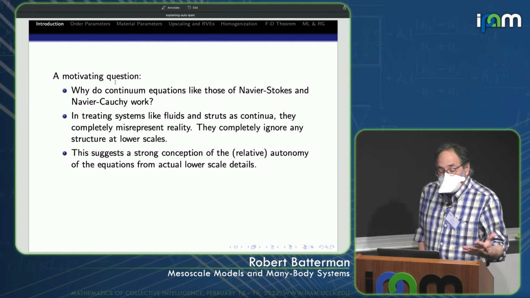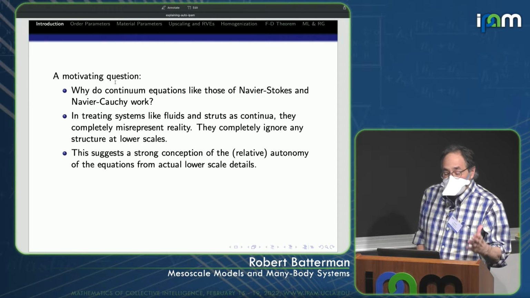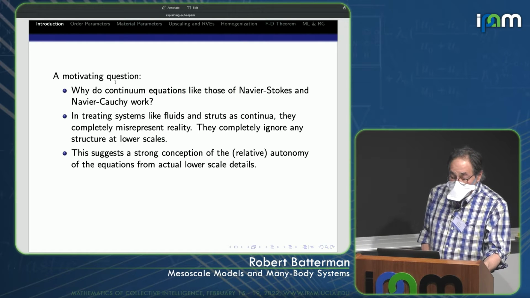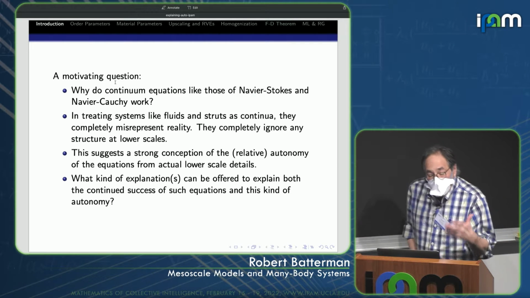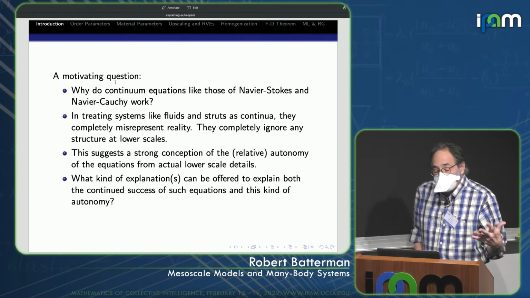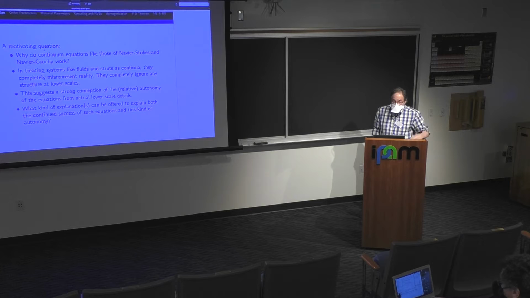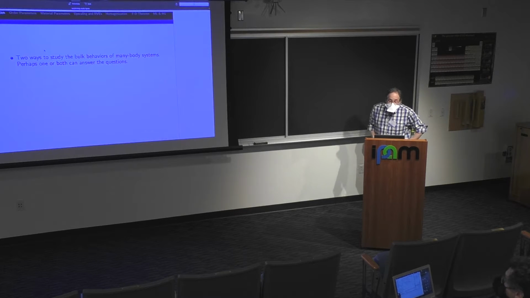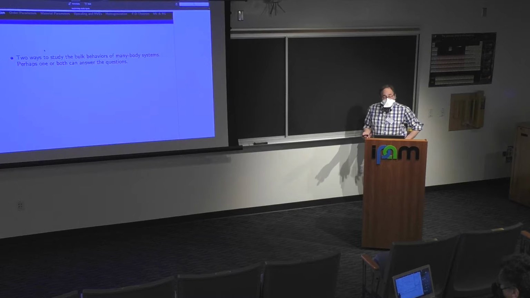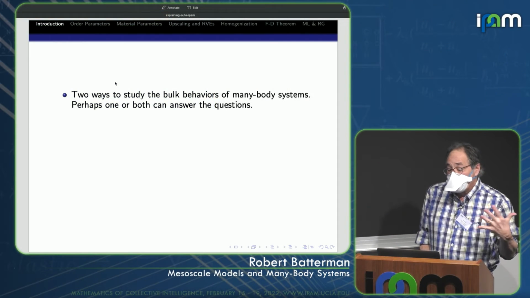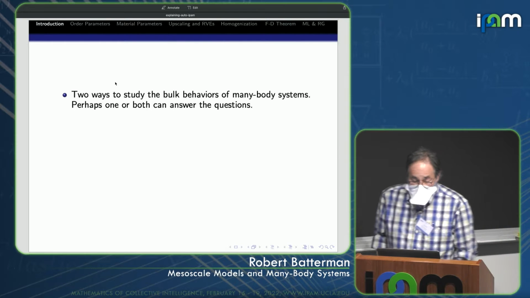So that suggests that there's a kind of strong conception of at least a relative autonomy of the equations from the actual lower scale details. So what kind of explanations could possibly be offered to explain both the continued success of these equations and this kind of autonomy? So I think there are two ways to study the bulk behavior, at least two, of many body systems, and perhaps one or both of these can answer the questions.